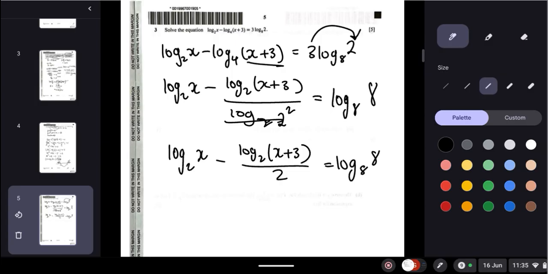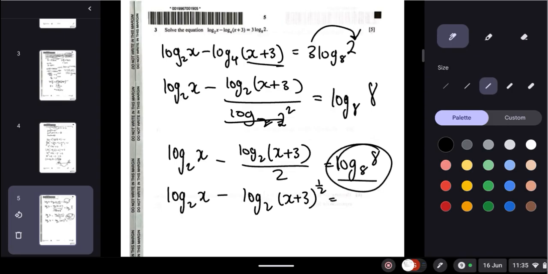Now this one is pretty easy. You can change this to, this one is the 2, right? So you just flip it, and this will become this. Understand? Now this one is your log, anything log 8, both the same. What will it become? A 1.